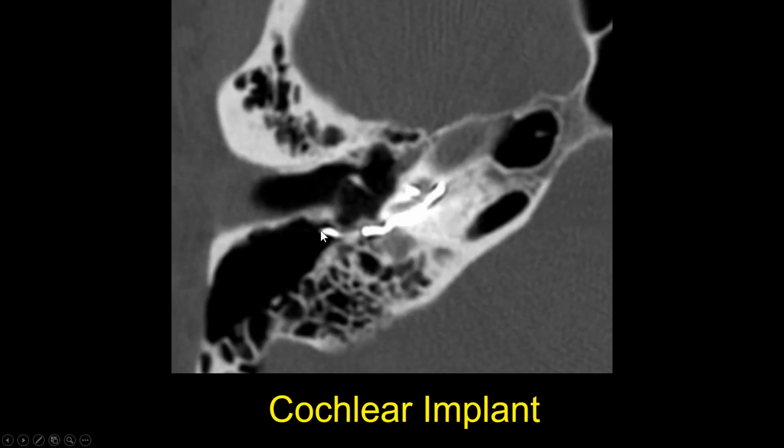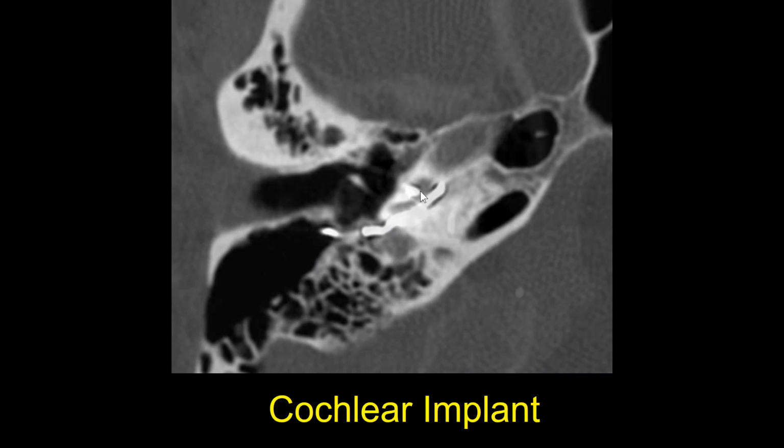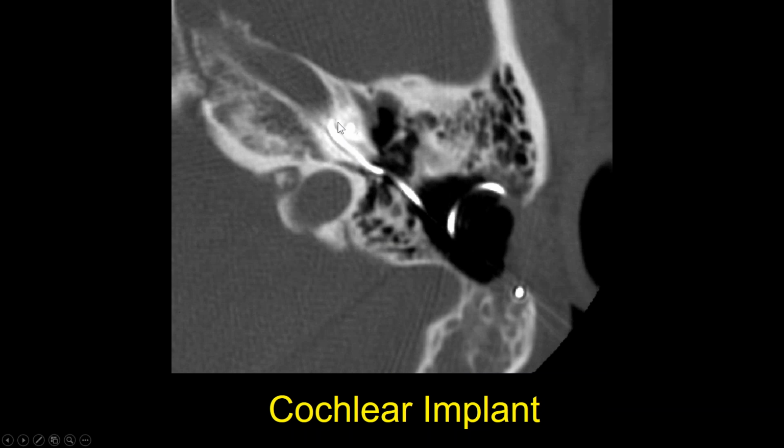Here's another case. Again, this is another canal wall up mastoidectomy approach. We've left up the back wall of the EAC. We've done a mastoidectomy, and we're approaching the window itself, and we see the lead going into the window and up into the cochlea itself. Here again is another case where we see on this axial CT very high density of the lead going up. We see the ossicles are left in place in this case, but we're bypassing them with the cochlear implant itself.